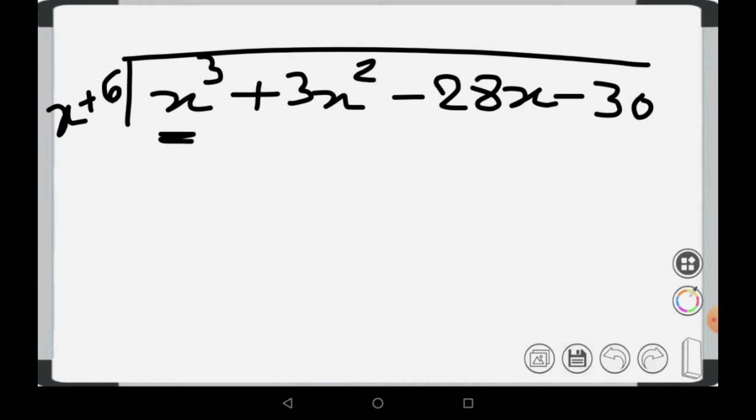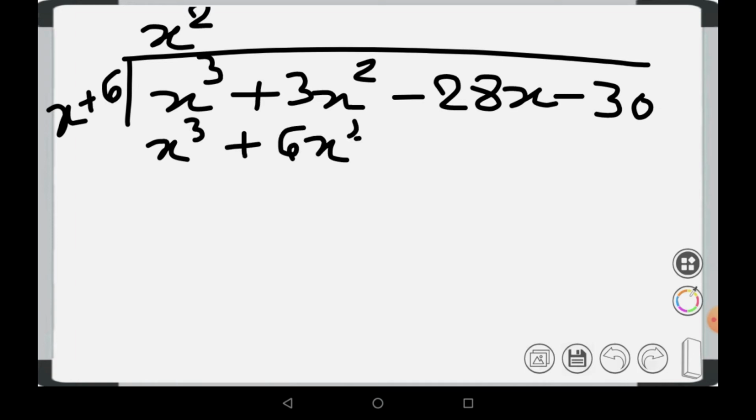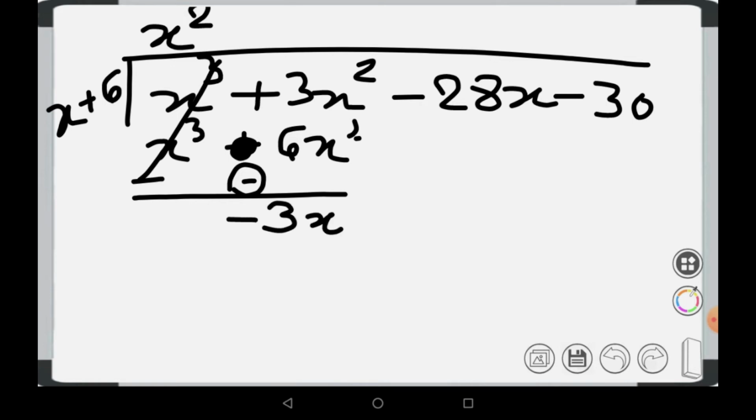So let us multiply the first term with x square. Now we keep in mind this is multiplied with both the terms in the divisor. So x square into x, you will get x cube. x square into plus 6, you will get plus 6x square. Now as it is division, we subtract and the signs change, plus becomes minus, plus becomes minus. x cube minus x cube will be cancelled. We will forget about the previous sign, we will keep in mind the new sign now. 3x square minus 6x square will become minus 3x squared.